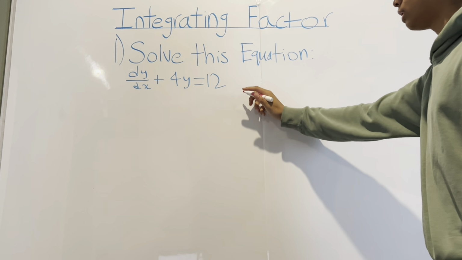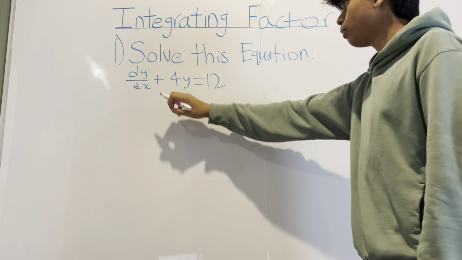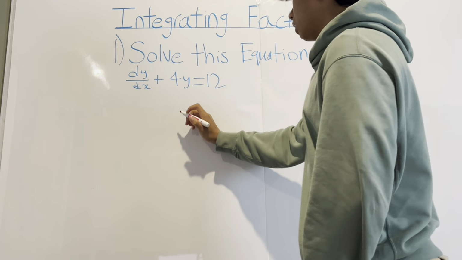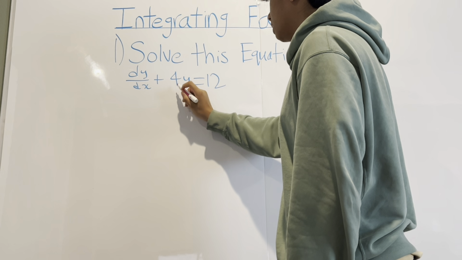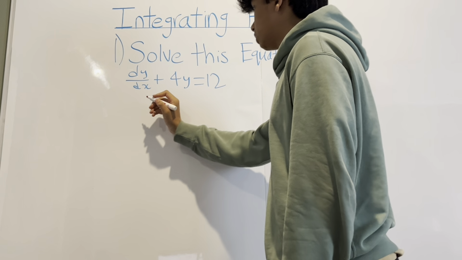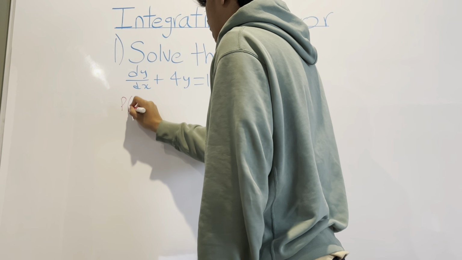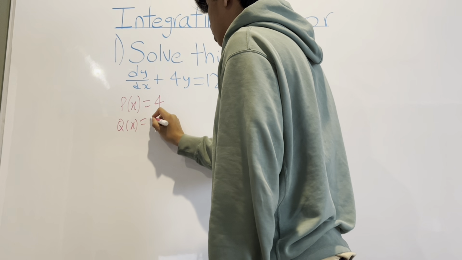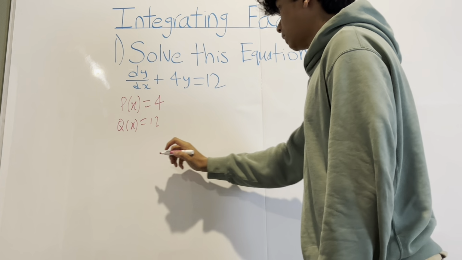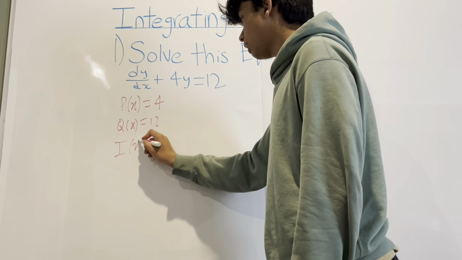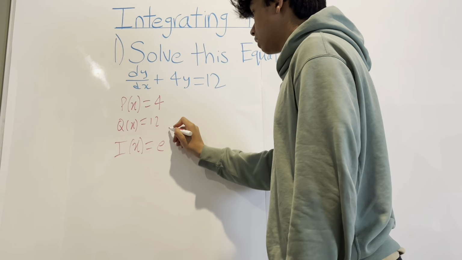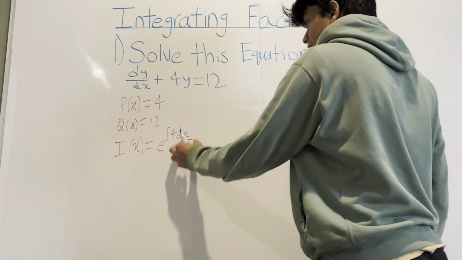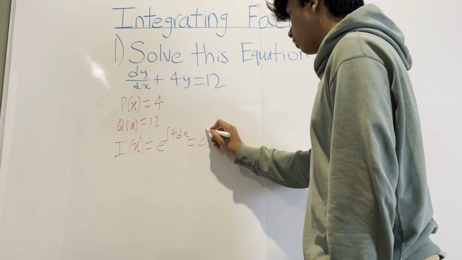Okay, so the first question we have is solve this equation where we have dy over dx plus 4y is equal to 12. So this here is going to be our integrating factor because this is our p of x. So our p of x is equal to 4 and our q of x is equal to 12, but we don't need to worry about that right now. So our integrating factor, I of x, is equal to e to the integral of 4 dx, which is equal to, now the integral of 4 is just 4x, so e to the 4x.